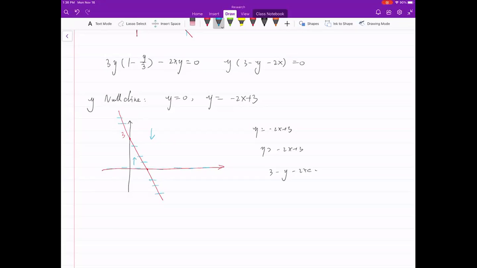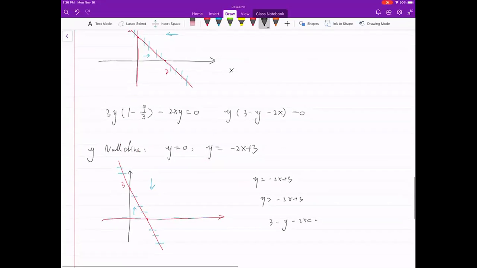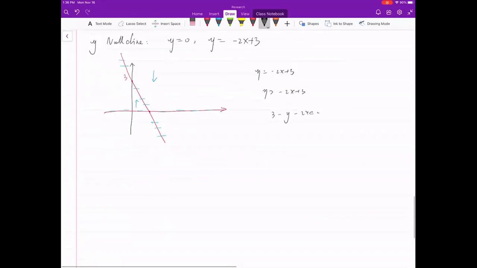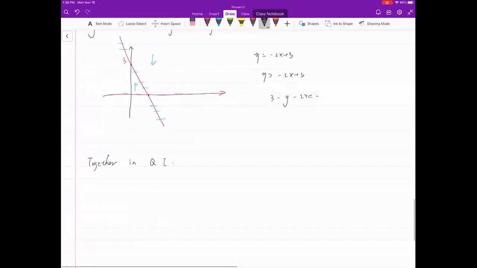Okay. Now what we can do? We can put these two lines together. You can draw them in the same plane, right? And let's only focus on quadrant 1. I don't want to deal with too many regions. Together in quadrant 1, this is what we have.